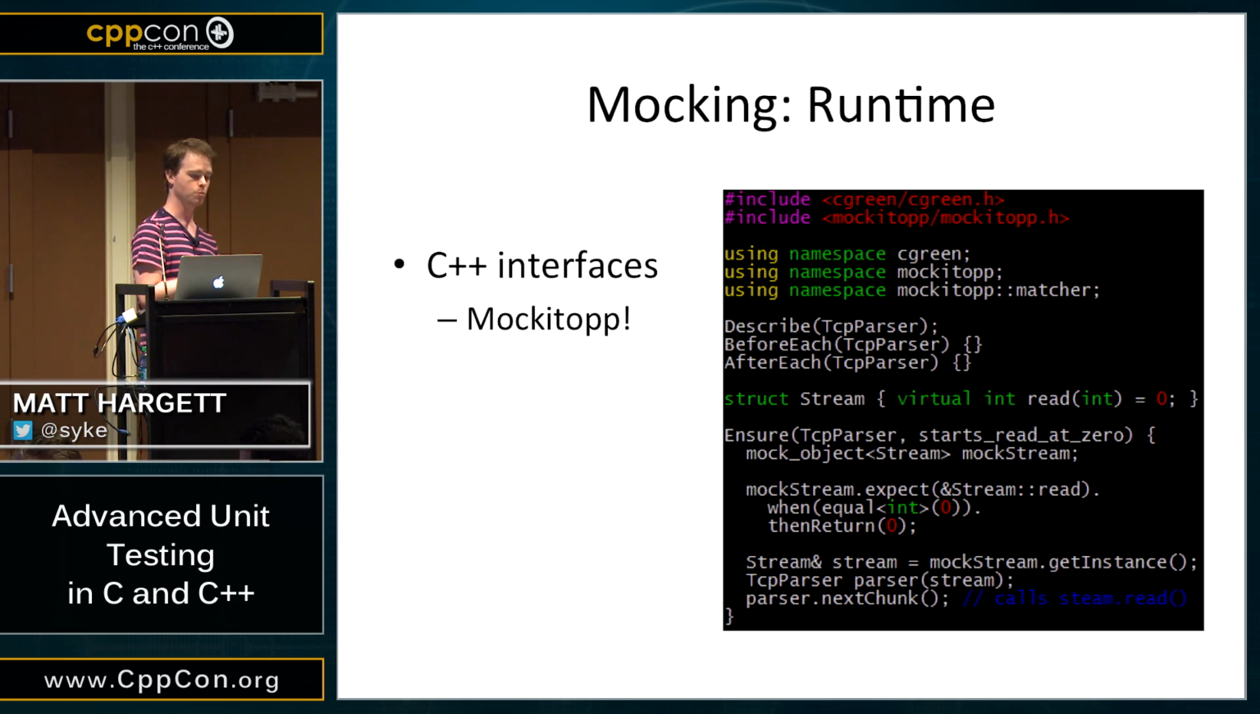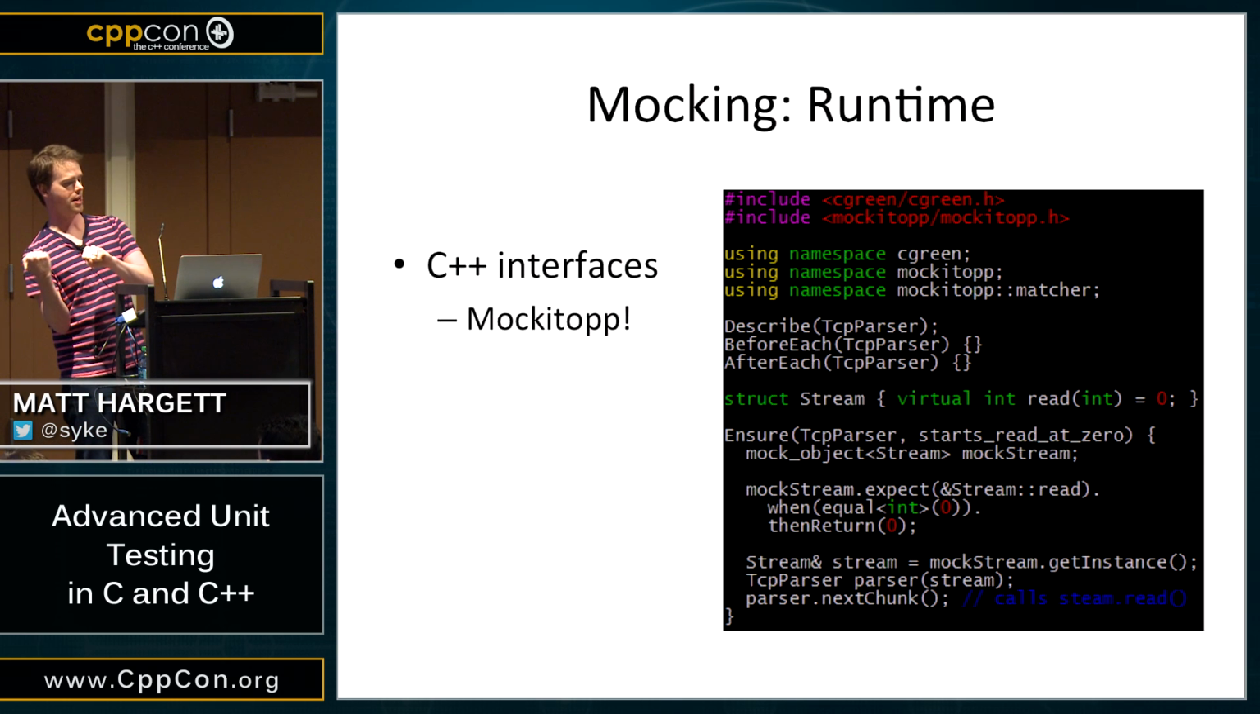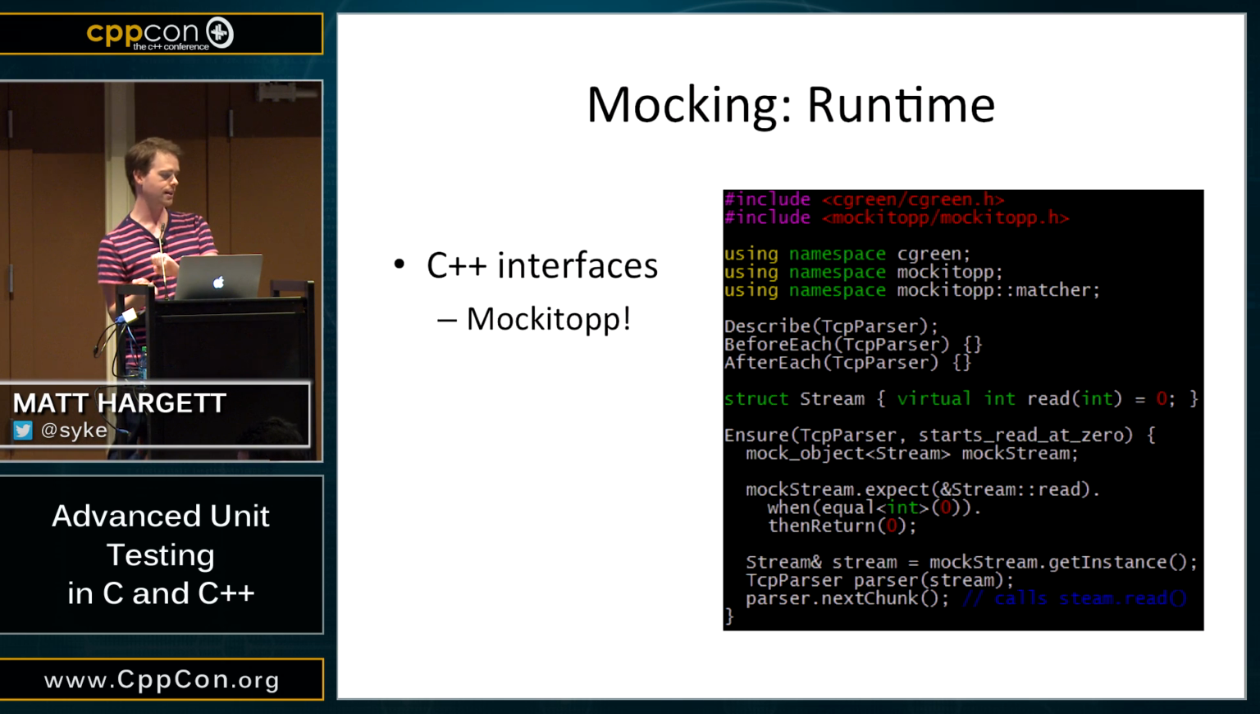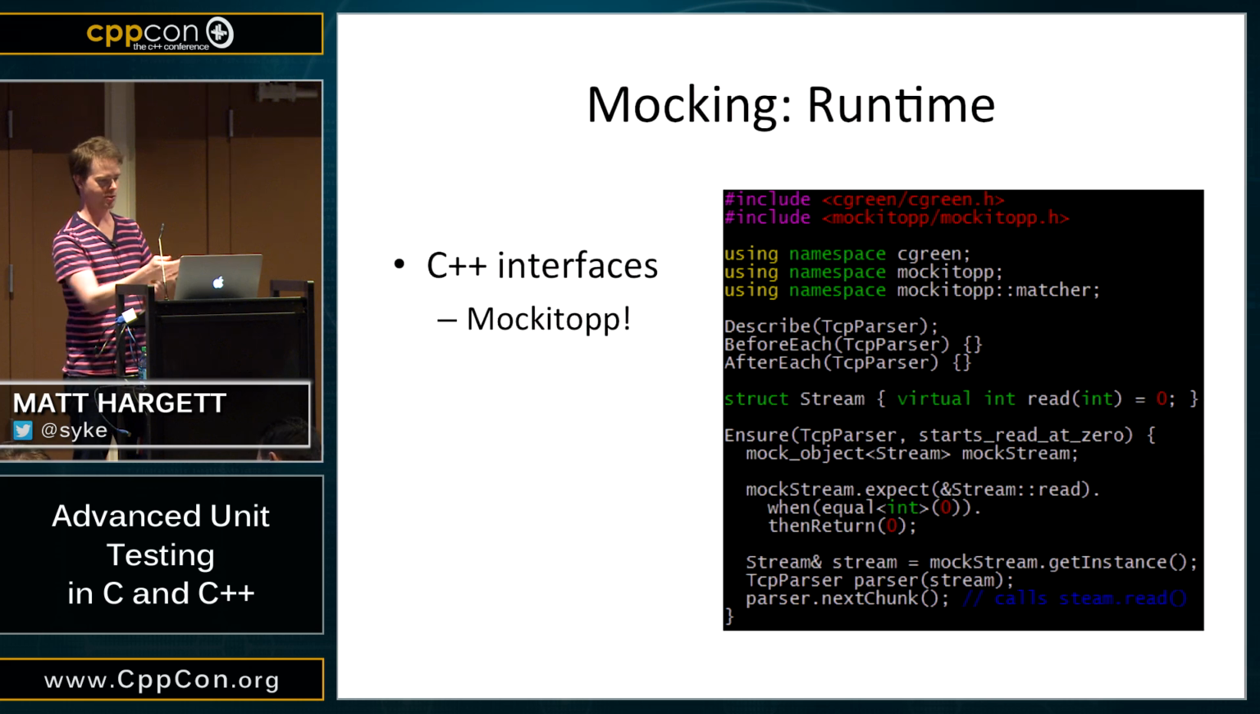So then we need to pull that stream type out of the mock. So we say mockstream.getInstance, and that gives us a stream reference. And then we can pass that into the collaborator, in this case, TCP parser. And then we call parser.nextChunk.